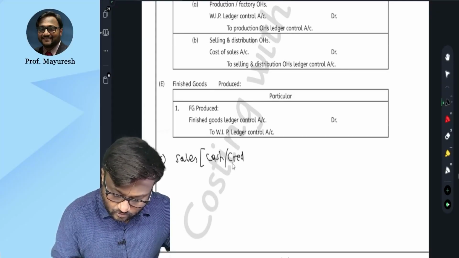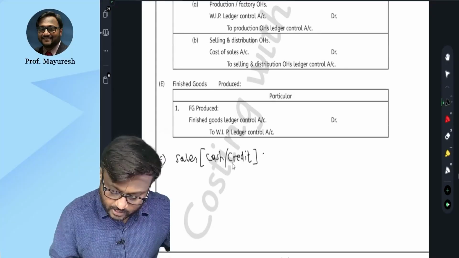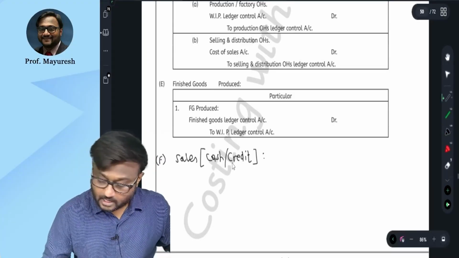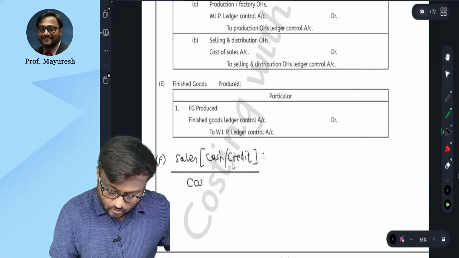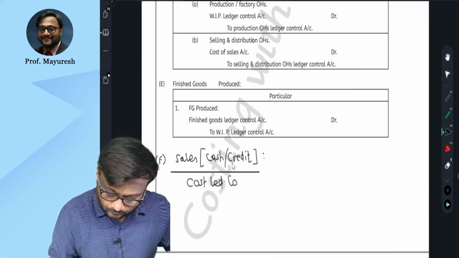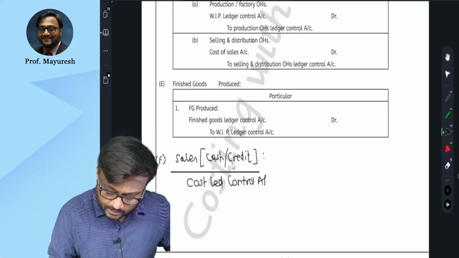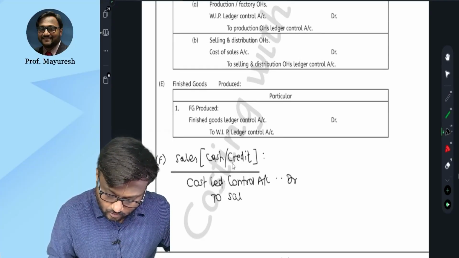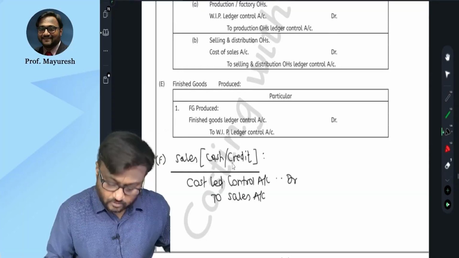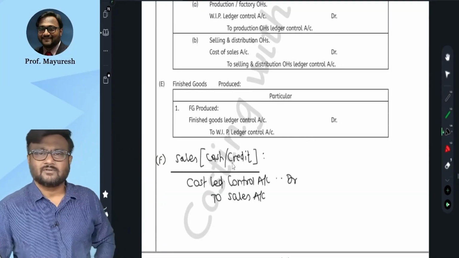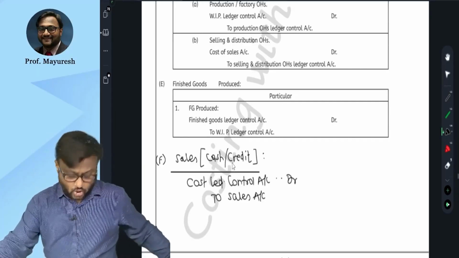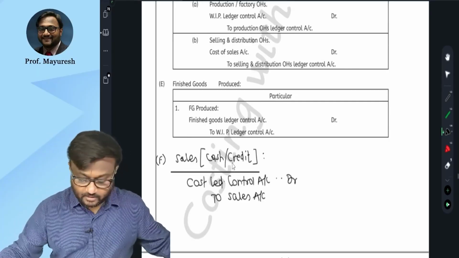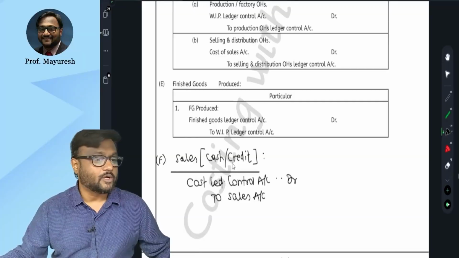Cash, credit. What will be the entry? Cost ledger control account debit to sales. So whether it is cash, whether it is bank, whether it is debtors, we don't have these accounts. So cost ledger control account will be debited, sales will be credited. I hope you are clear with all the entries.